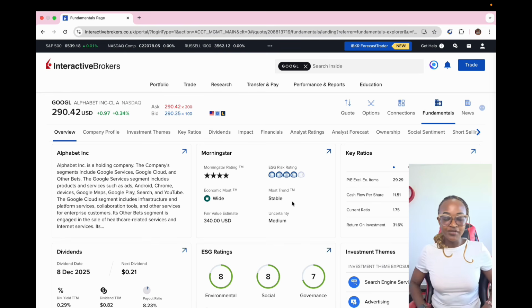And so that is how I analyze global stocks before I buy, step by step, using IBKR.